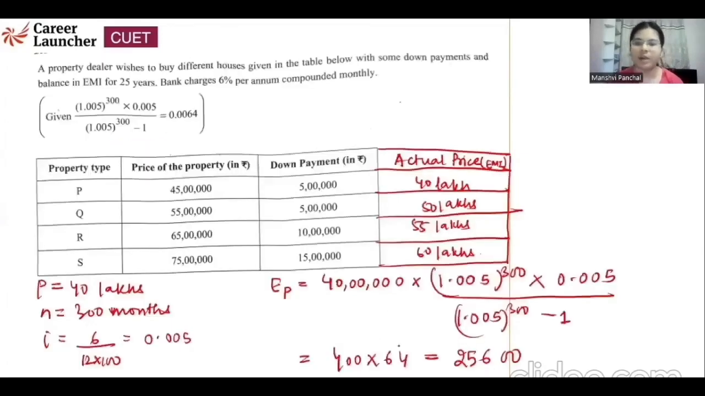Next, we have to just multiply this 64 with every number. So if I calculate the EMIs here, for EP it will be 40 lakhs into 64. So this has come out to be 25600. Then 500 into 64, right? So we'll do it on the side.